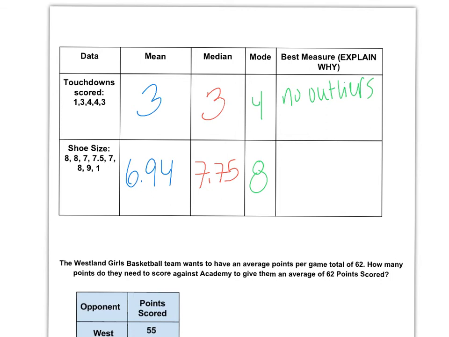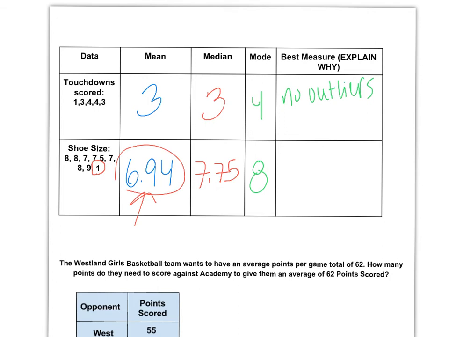The best thing to use here is going to be probably the median, because there is one outlier. The number 1 is really low compared to the other values, which are between 7 and 9. So that 1 kind of brings this number down. It's actually below any of our values. So 6.94 is not a good average shoe size. We don't even have a shoe size that's below 7. So that 1 brings that number so far down that it doesn't really represent the data.